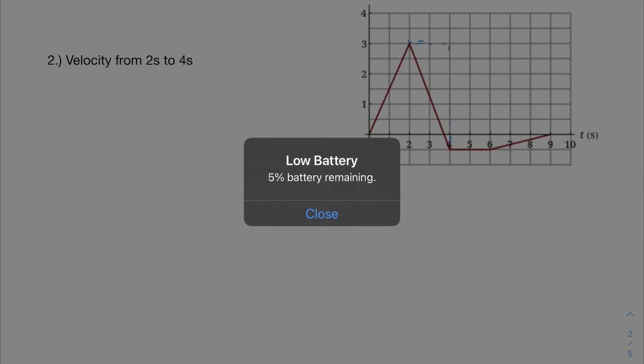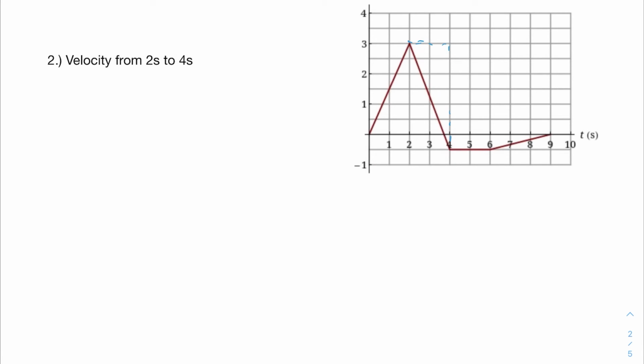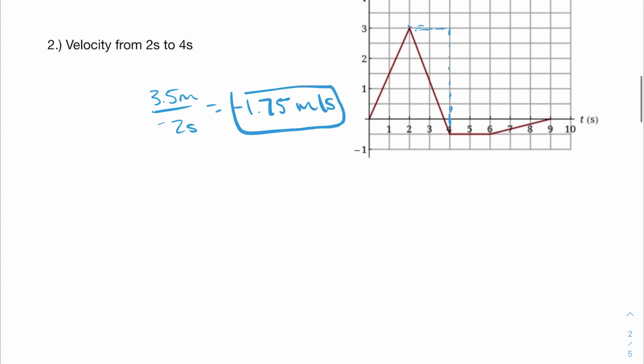Velocity from 2 to 4 seconds, as you can see, it rises 3.5 meters and it runs negative 2 seconds. So 3.5 meters divided by negative 2 seconds gives you about negative 1.75 meters per second as our velocity for this problem.